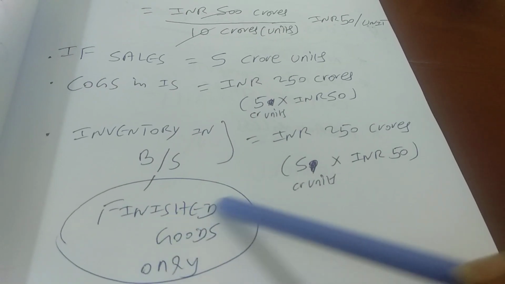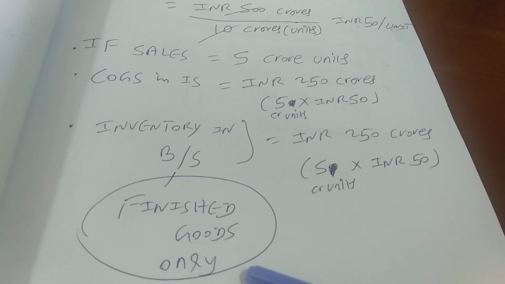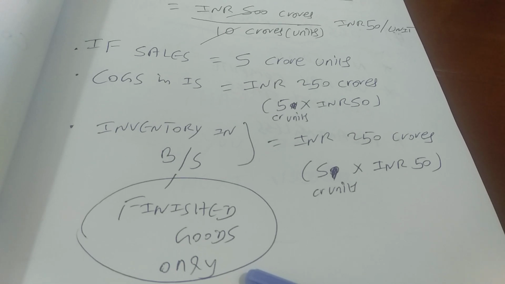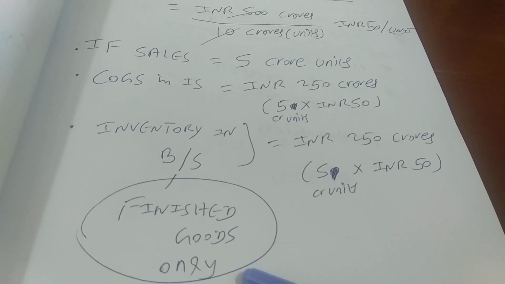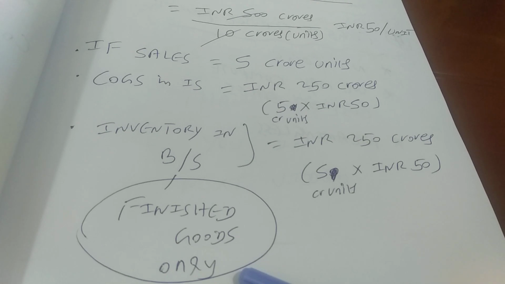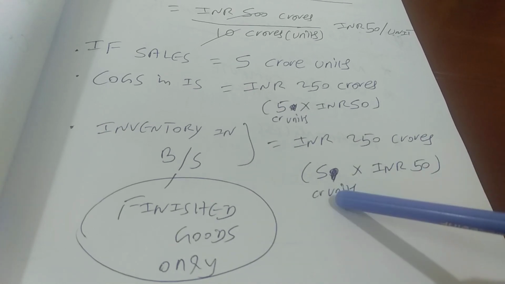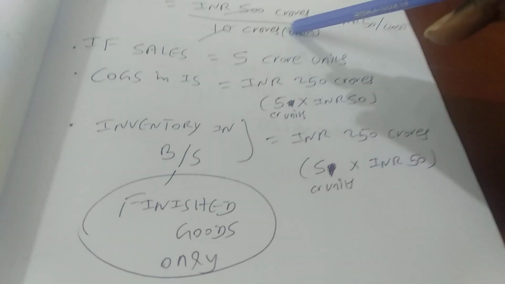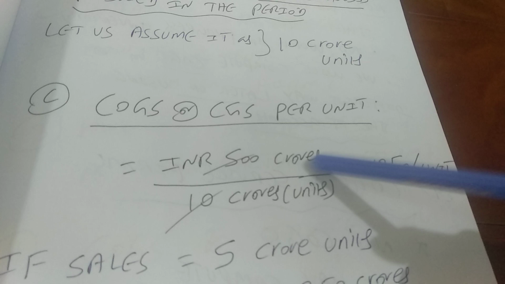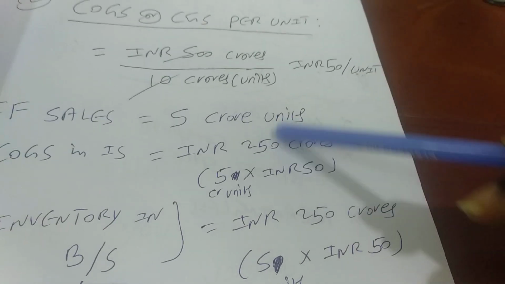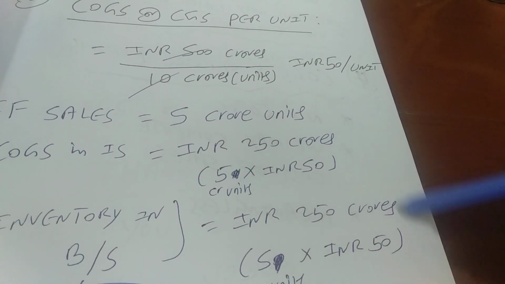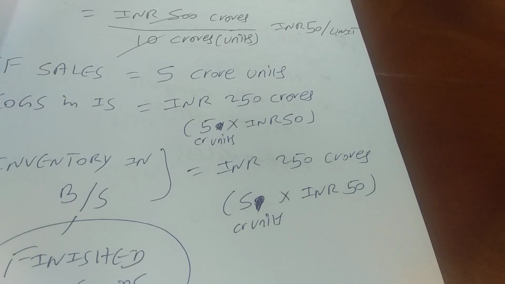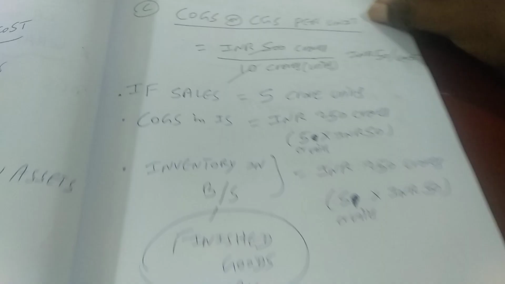Please note that it is only finished goods inventory. Inventory is a broader term which consists of 4 components, namely raw material, work in progress or WIP, finished goods and spare parts. Out of those 4 items, we are talking only about the finished goods inventory, right? That means out of the total production cost of 500 crores, 250 crores is computed to be cost of goods sold, and the remaining 250 crores is considered to be the value of inventory in the balance sheet for this firm in this period.